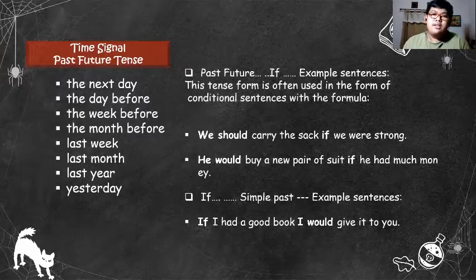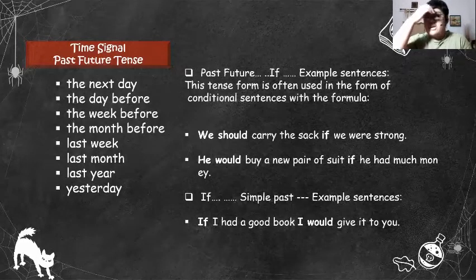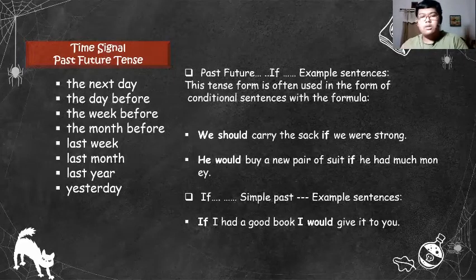Past future and if example sentence. This sentence is often used in the form of a conditional sentence with the formula: we should carry this sack if we were strong. He would buy a new pair of suits if he had much more money. And then there's if plus simple past. So for example, if I had a good book, I would give it to you, like that.